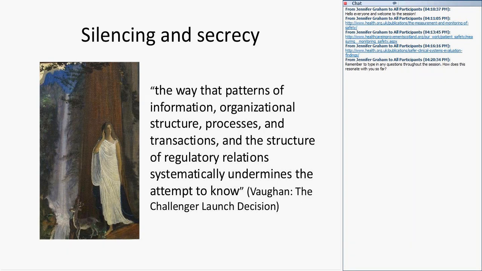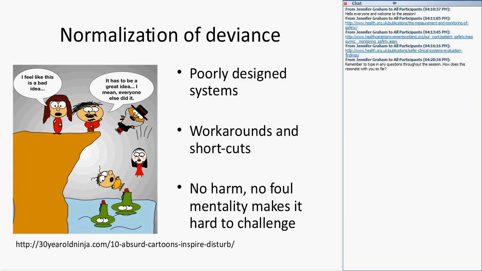Diane Vaughan's brilliant analysis of the NASA Challenger disaster talks about this problem of silencing and secrecy in a very interesting way. So she talks about a problem called structural secrecy, and basically this is not necessarily a conspiracy, and it's not necessarily anything that anyone intends, but the result is that the way that patterns of information, organizational structure, processes and transactions, and the structure of regulatory relations systematically undermines the attempt to know. So she's saying that it is very, very difficult to actually know what's going on because of the way systems are set up in organizations.